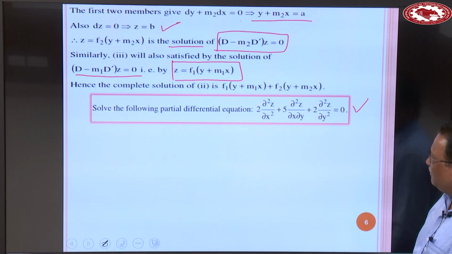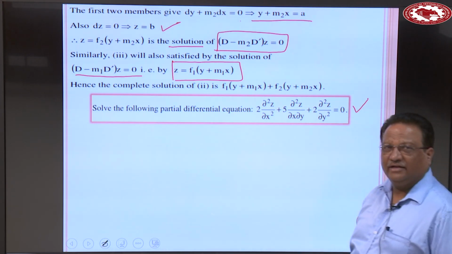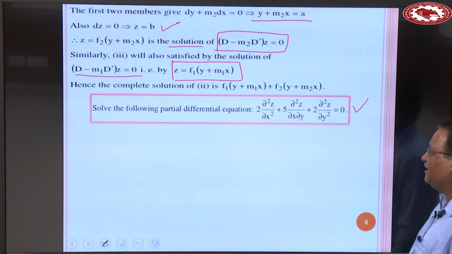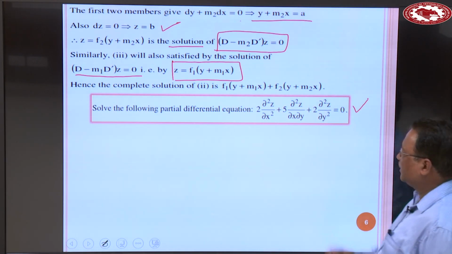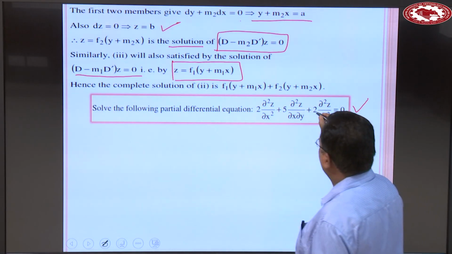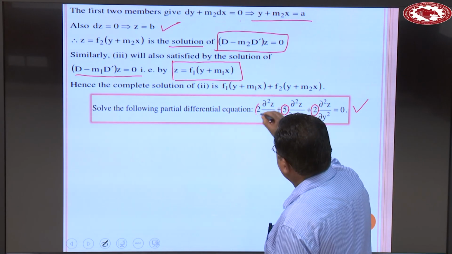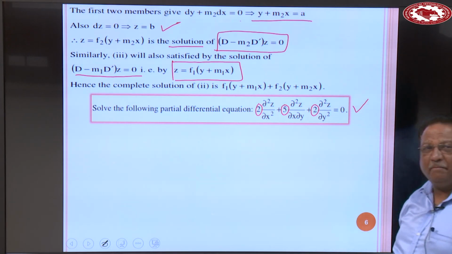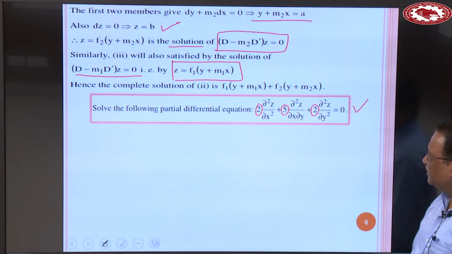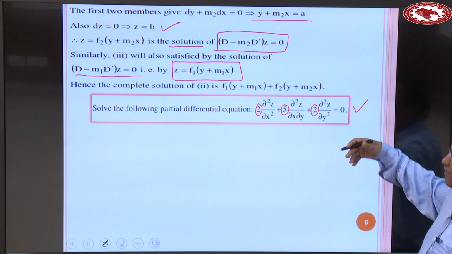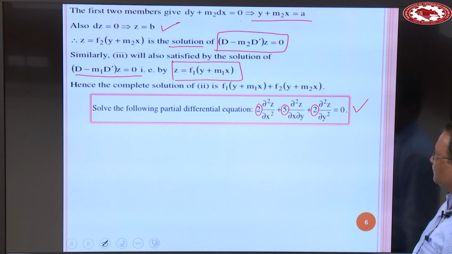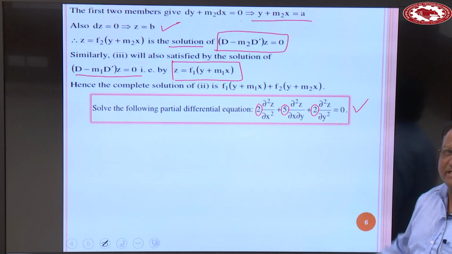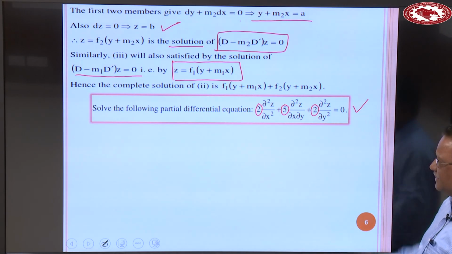Obviously, in this differential equation z is the dependent variable, x and y are independent variables, and the order is 2 in each term, and these coefficients are constants. So that one is a homogeneous linear partial differential equation with constant coefficients. You can solve this problem this way, and the right side is 0. So the complementary function means the complete solution of this differential equation. Clear? Because the right side is equal to 0.